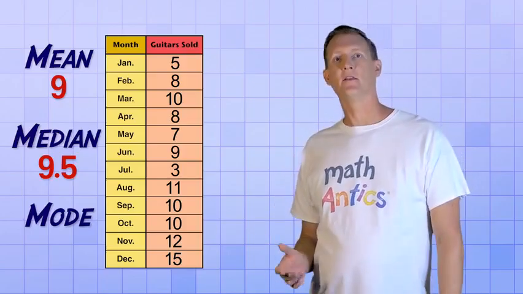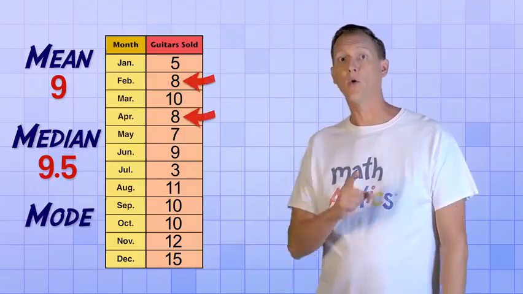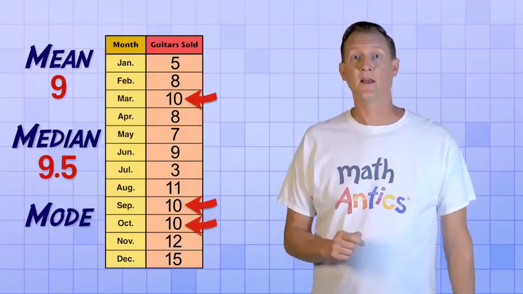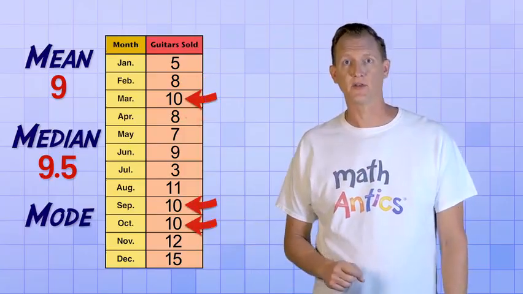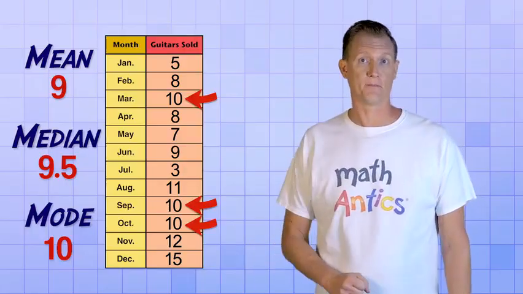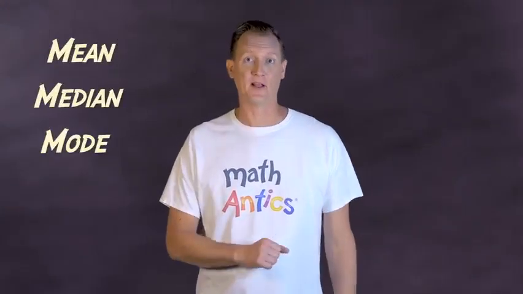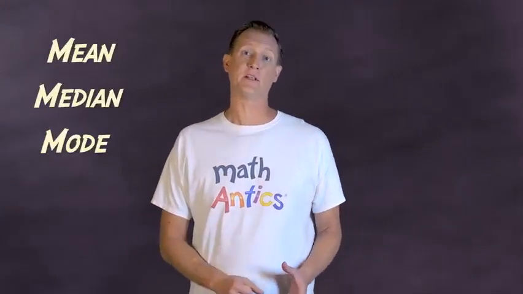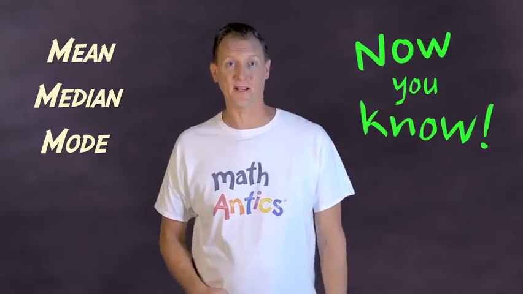Well, let's see. There's 2 8s in the data set. Oh, but there's 3 10s. That looks like the most frequent number. So 10 is the mode of this data set. It's the result that occurred most often. All right, so that's the basics of mean, median, and mode. There are 3 really useful properties of data sets, and now you know how to find them.